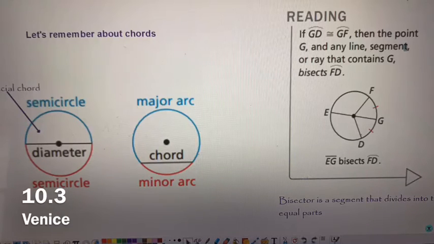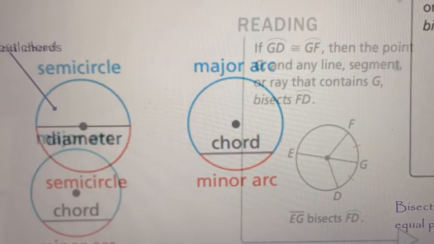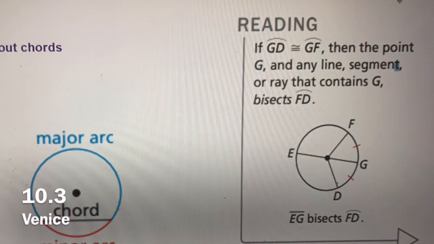Today we're starting section 3. We need to remember that a diameter is a special chord. A chord touches the circle at two points. The second one has a major arc and a minor arc.